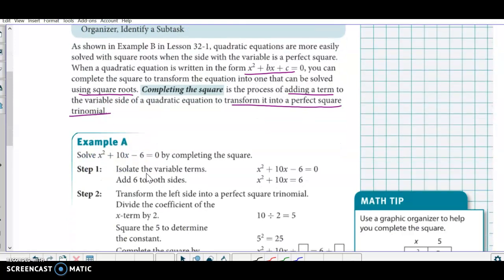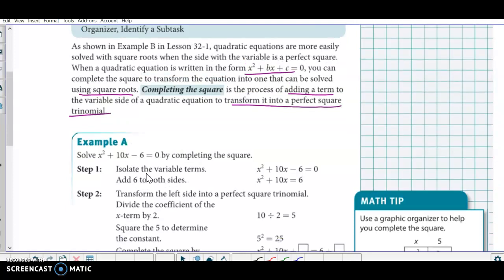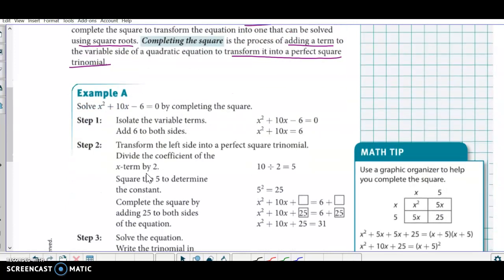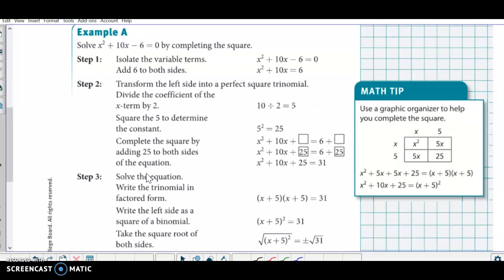And this is very methodical, and I'll give you the individual steps on the side so that you know what we're following. So we're going to look at this first example. X squared plus 10x minus 6 equals 0. And we're going to complete the square. So the first thing that we need to do, isolate the variable terms by adding 6 to both sides. So you can see that they did this. So we're going to call this step 1, which is move C. So we want to move C away from A and B.